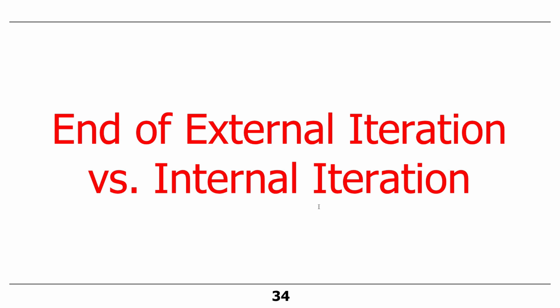Okay, so that's just a quick overview of external iteration versus internal iteration. Does anybody have any questions about that?